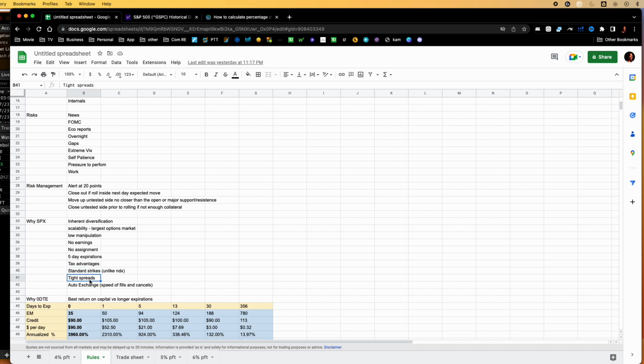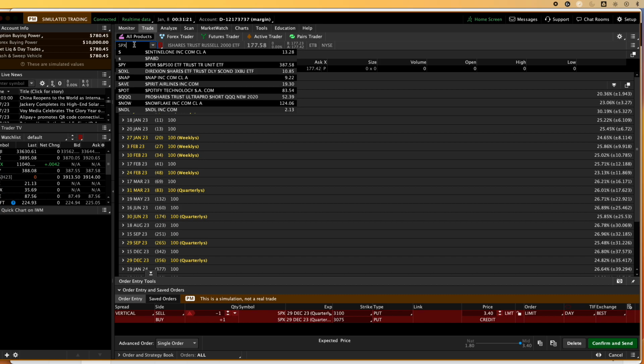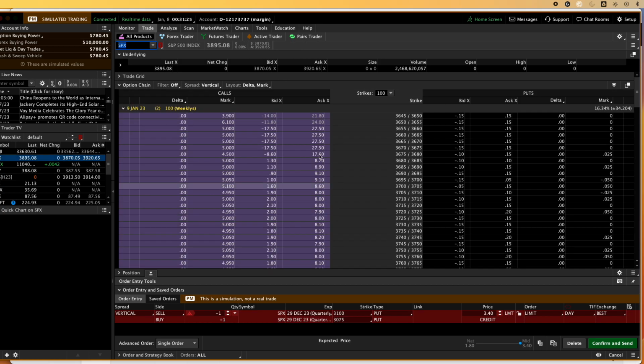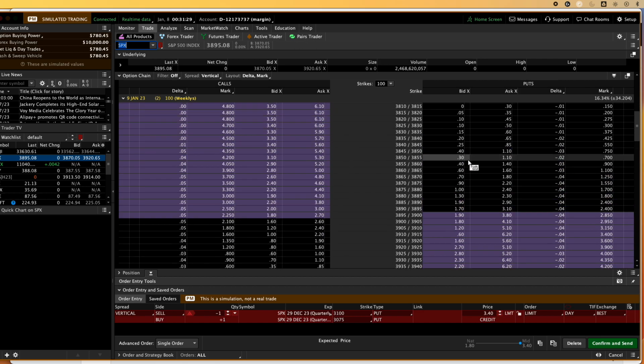Tight spreads. This is talking about the bid-ask spread. You're not really going to get much tighter than the SPX. SPX spreads, as far as your bid and ask for your options markets, are very tight. It's the weekend right now, so it's probably not going to seem as tight.